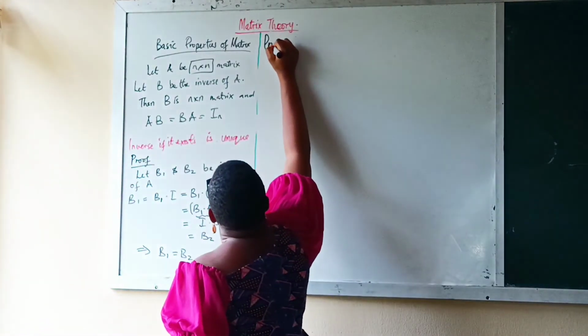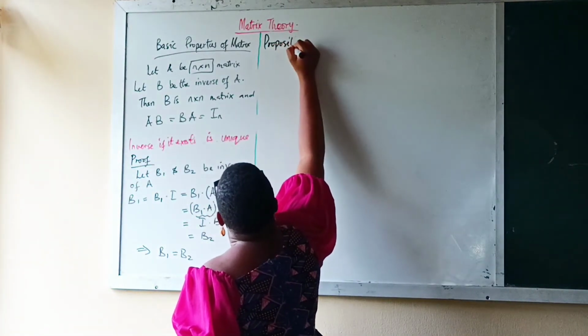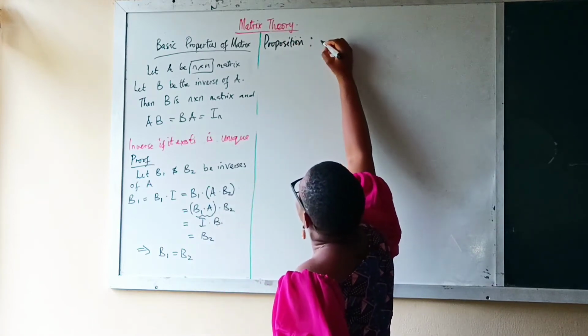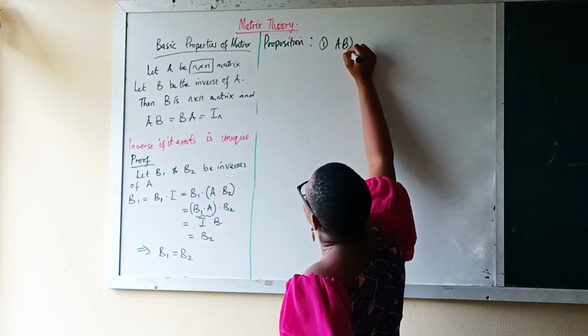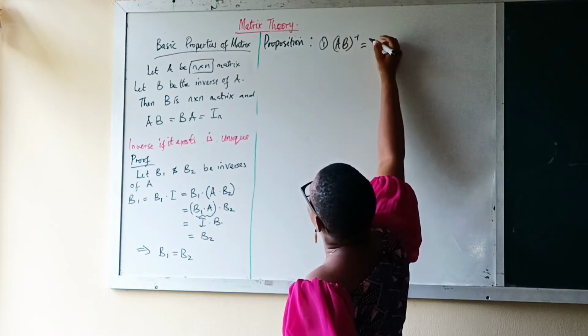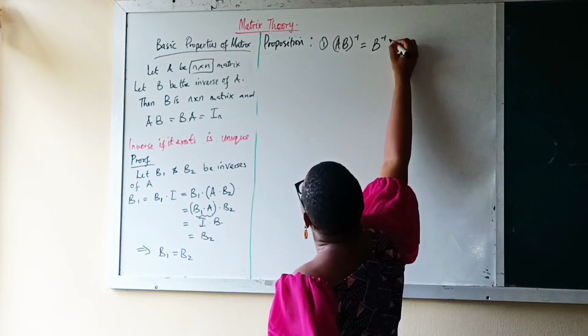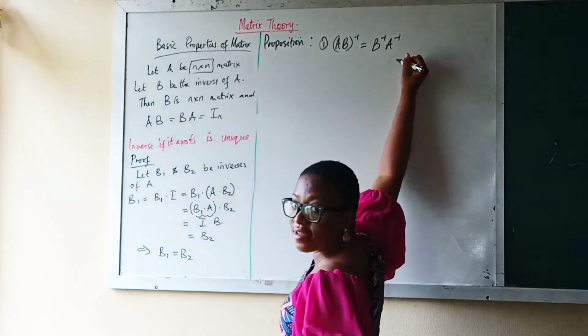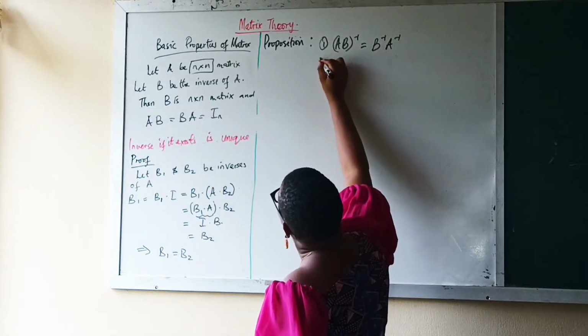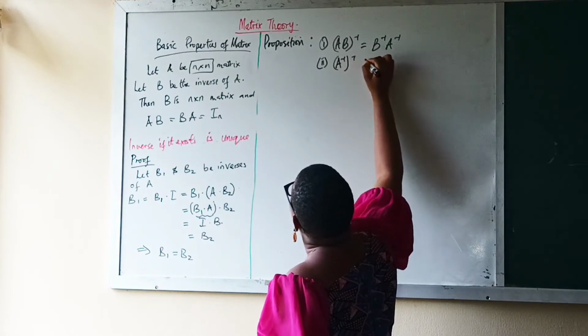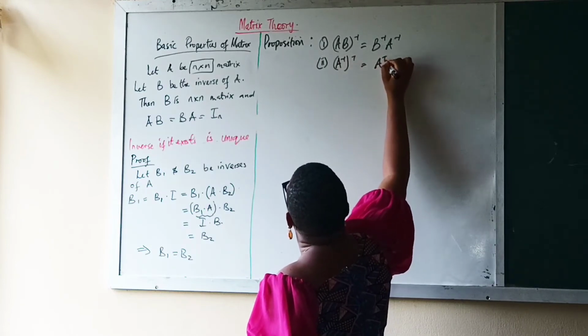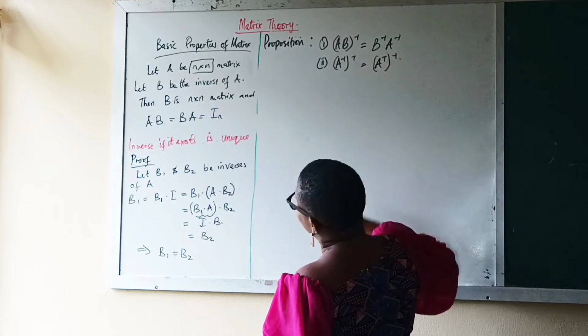So, another proposition. We have two more propositions. Number one, the inverse of AB is equal to B inverse A inverse. And the inverse of A transpose is equal to the transpose of A inverse. Who wants to try?